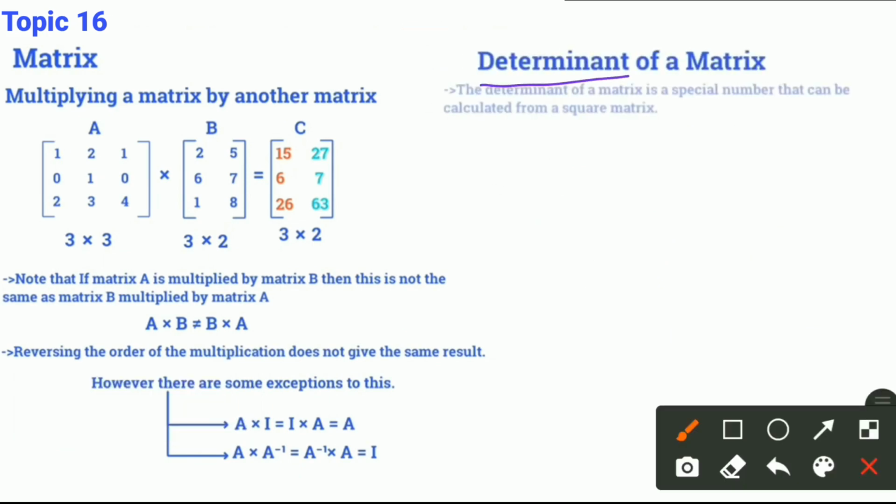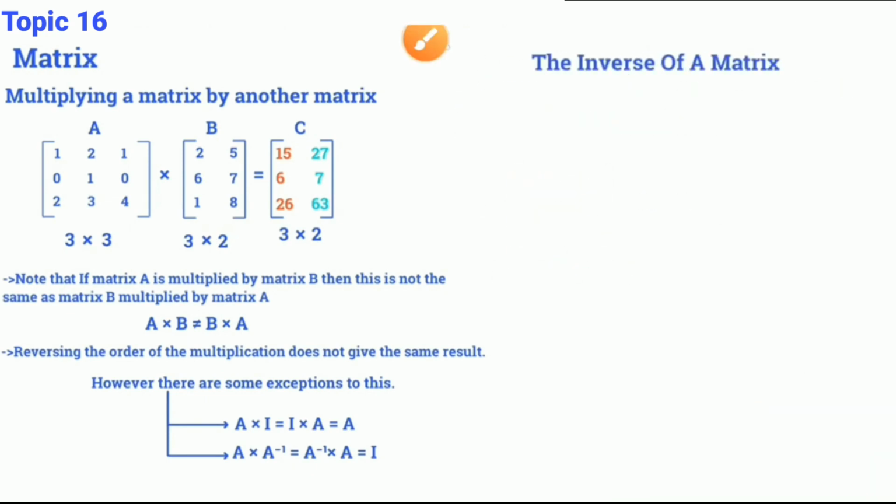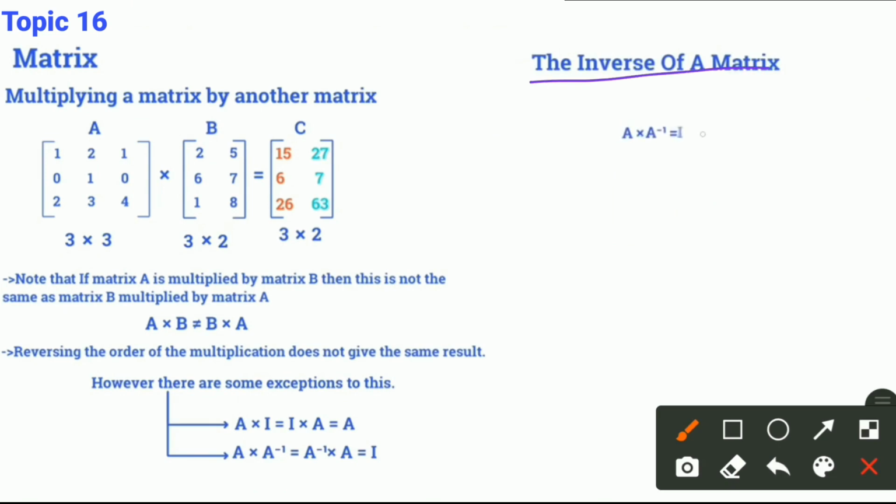Determinant of a matrix. Determinant is just a special number that can be calculated from a square matrix. It can only be calculated from a square matrix, so for now you need to understand how to calculate it. Okay, just see how it is. Multiplying opposite numbers and doing subtraction. The inverse of a matrix: if A is multiplied by the inverse of A, it will give the identity matrix.